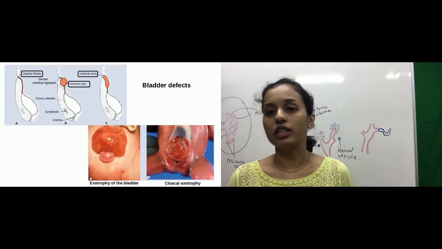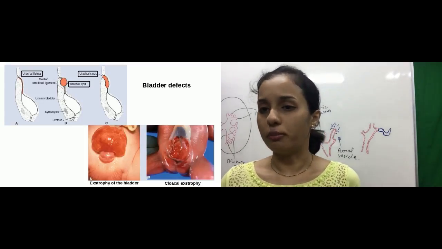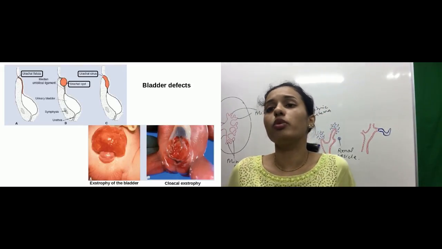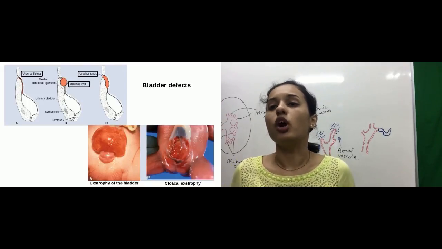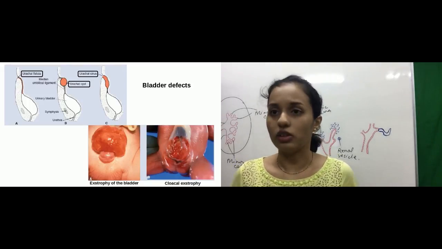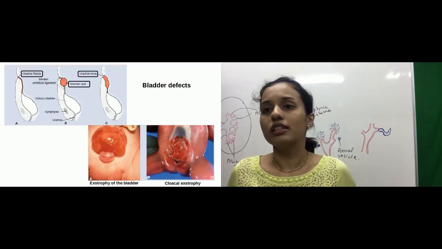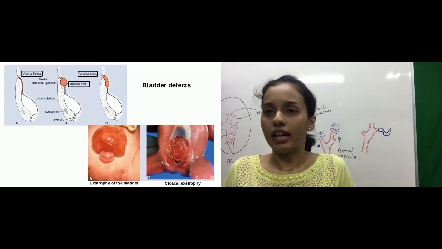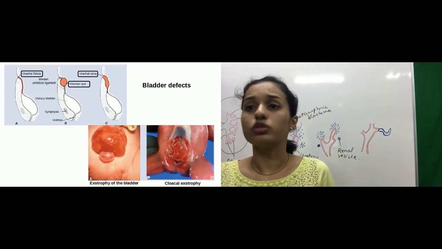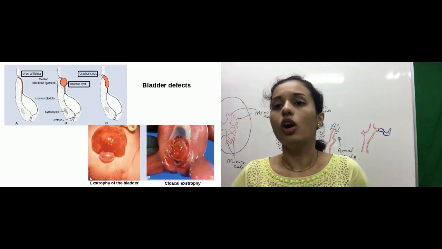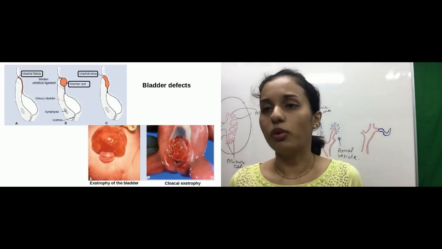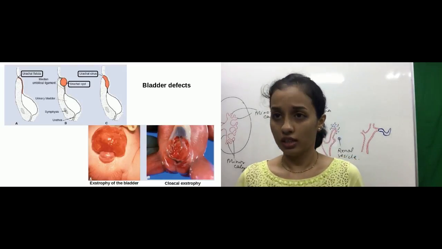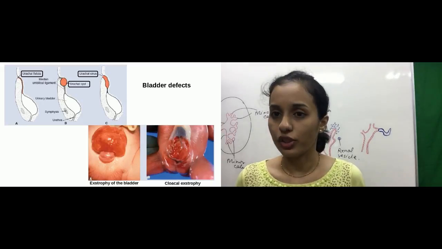There is one more condition called exstrophy of the bladder. So here the bladder has developed, but it is exposed externally due to the abnormality in the development of the body wall, the ventral body wall. The lateral body wall folds have to fuse at the midline and form the ventral body wall. If there is failure in the formation of the ventral body wall, the bladder might be exposed externally, and this is called exstrophy of bladder.